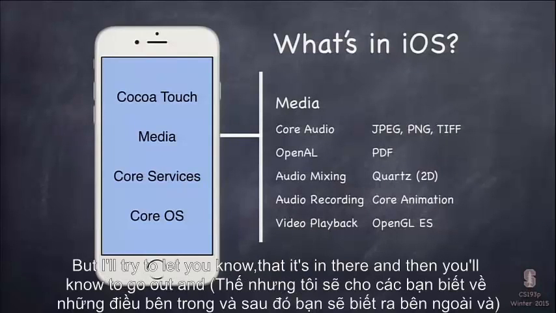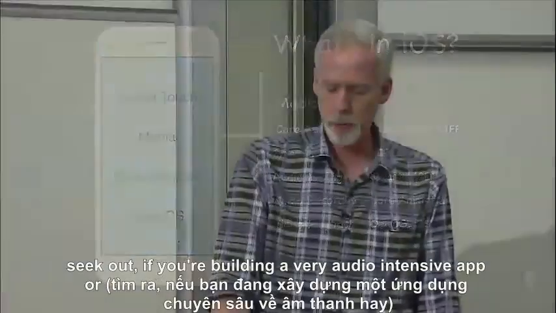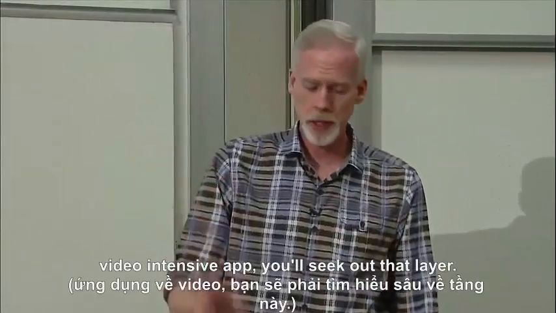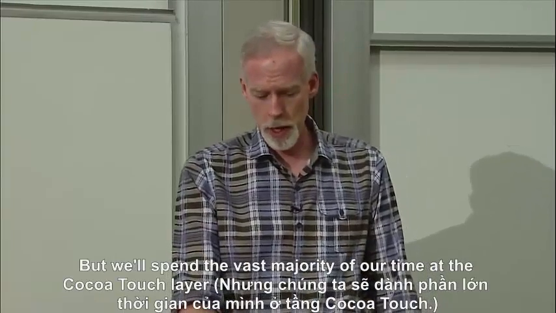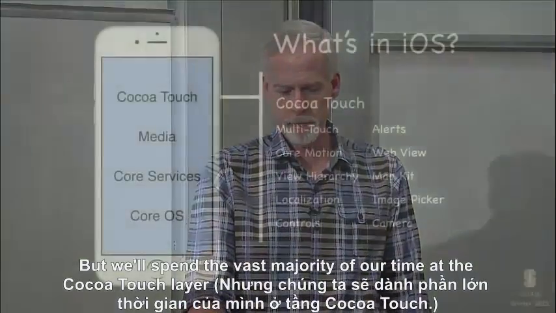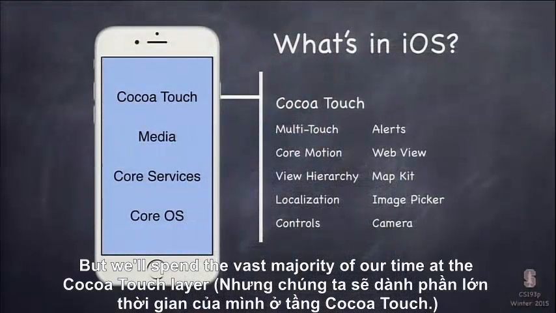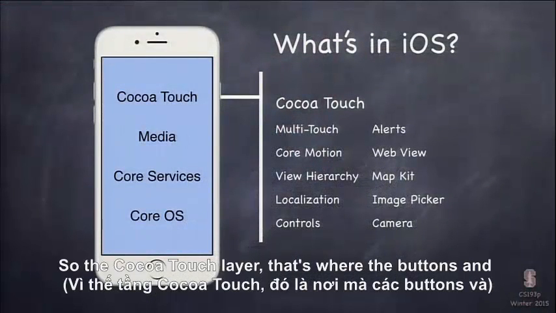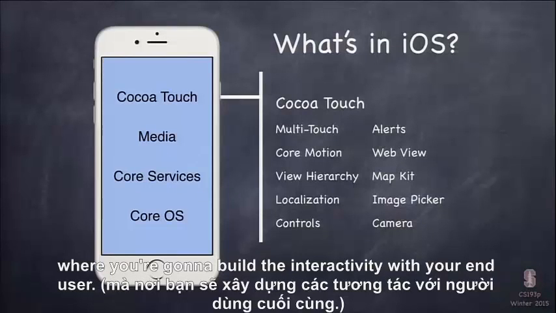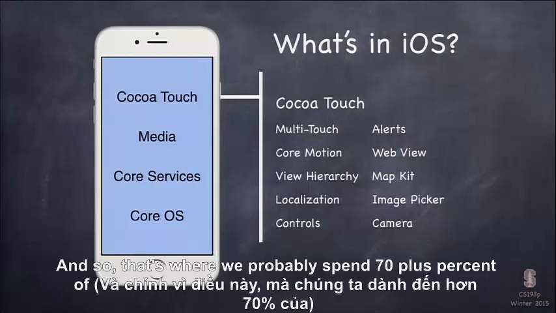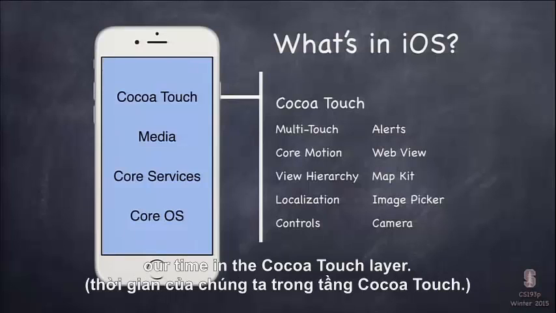I'll try to let you know that it's in there, and then you'll know to go out and seek out that layer if you're building a very audio-intensive app or a video-intensive app. But we'll spend the vast majority of our time at the Cocoa Touch layer. So the Cocoa Touch layer, that's where the buttons and sliders and things like that are. This is the layer where you're going to build the interactivity with your end user, and so we probably spend 70+% of our time in the Cocoa Touch layer.